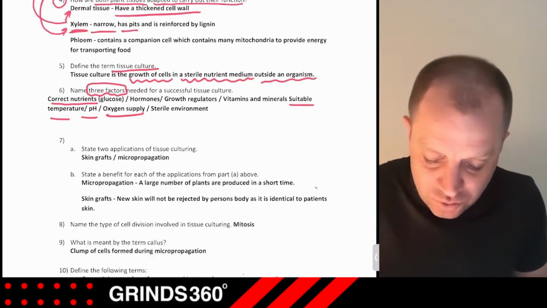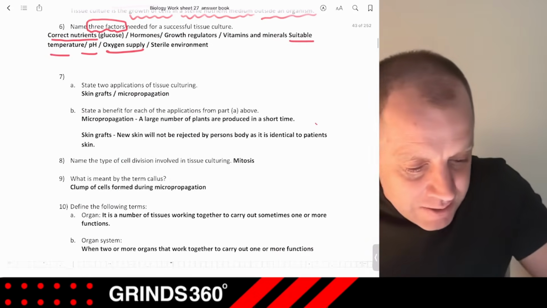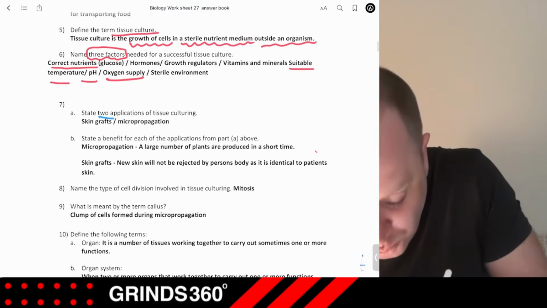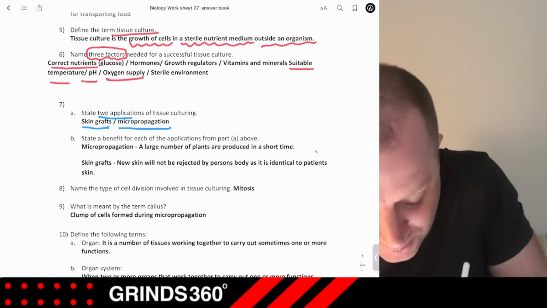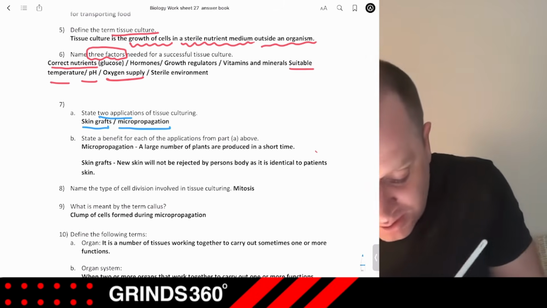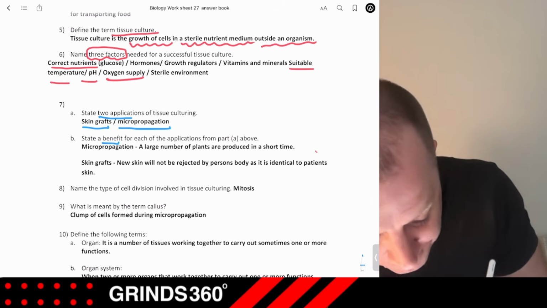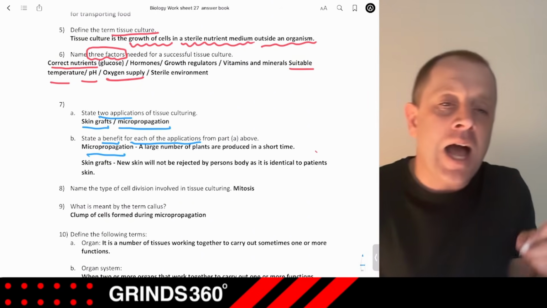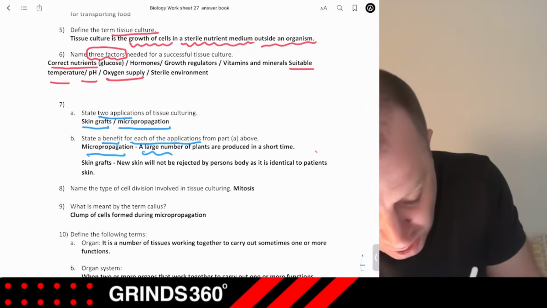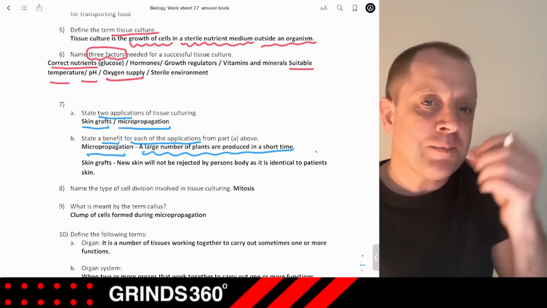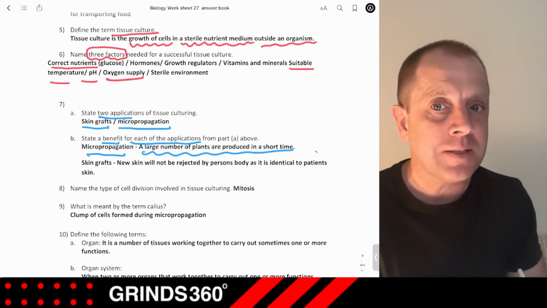So let's have a look at this then. Applications of tissue culturing. Look at question 7a on your question bank, page 43. Give 2 applications of tissue culturing: skin grafts, micropropagation. Now, state a benefit of each of these applications. What's the benefit of growing plants like this? You can produce a large number of plants in a short period of time because you're growing these plants just from cells that came from one plant.